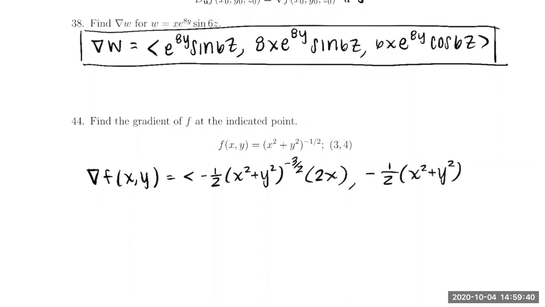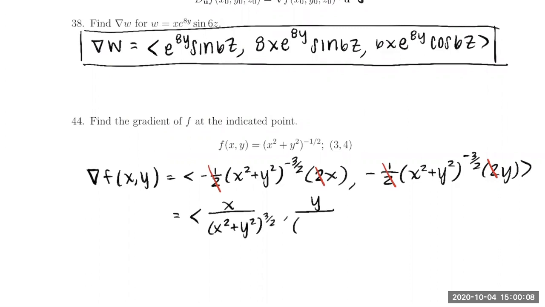The only change is my inner derivative becomes a 2y instead of a 2x. All right, now you're certainly welcome to cancel out your 1/2 and 2 since they simplify to a 1. And if you find it easier, you could write this as fractions, x over, in this case, x squared plus y squared to the 3/2, and similarly in the y coordinate.